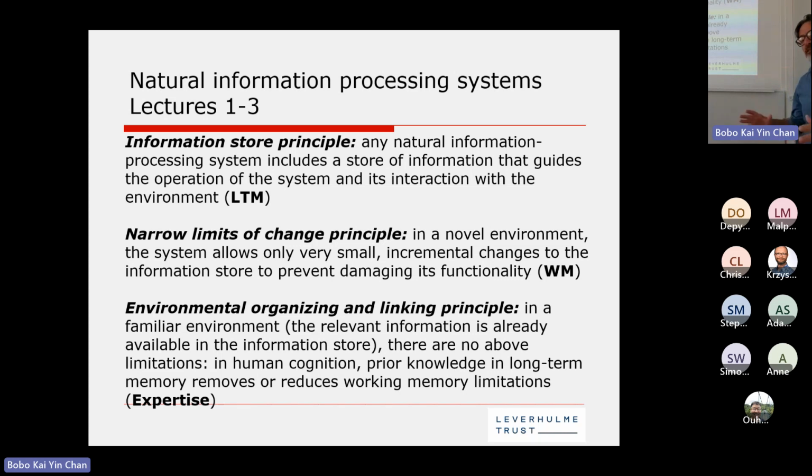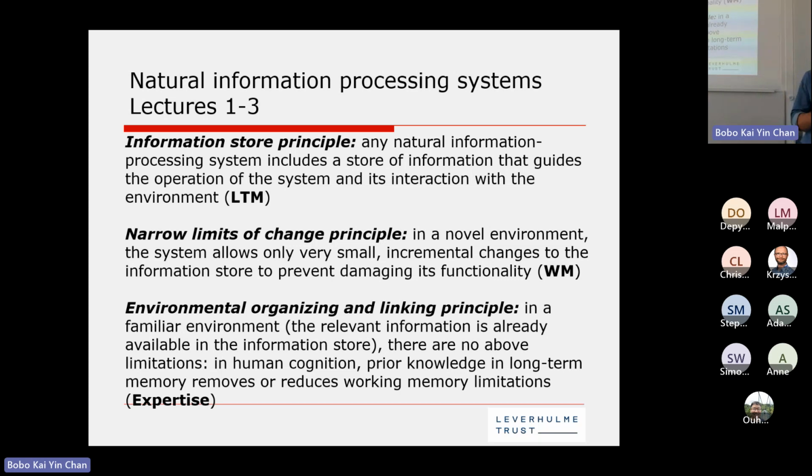In short, it stipulates that if the system operates in a familiar environment, in other words, if the system has sufficient information patterns in its information store that allow it to function in that external environment, then those limitations that we talked about in the second principle are not really relevant, because the system in this case has the capacity to overcome those limitations.